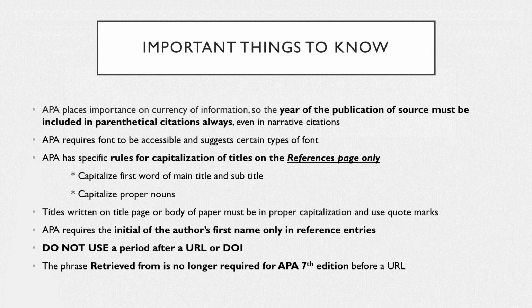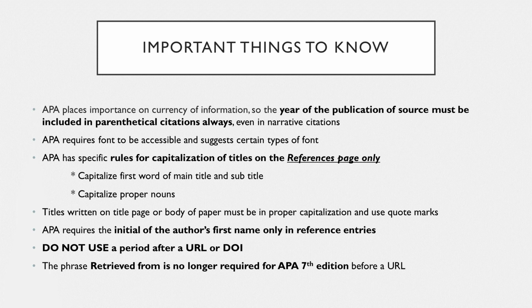Some important things to know about APA. The first is that APA places importance on currency of information, so the year of publication of a source must always be included in parenthetical citations, including narrative citations, which are signal phrases.